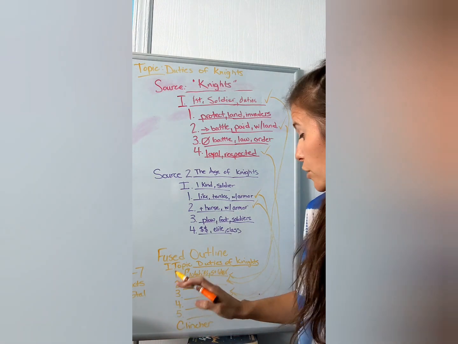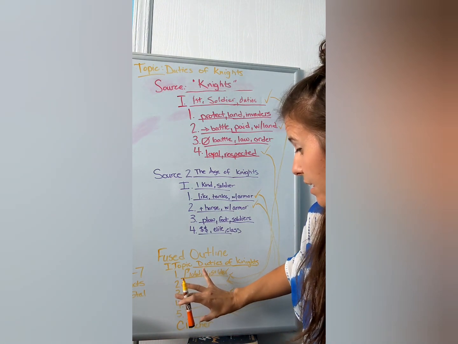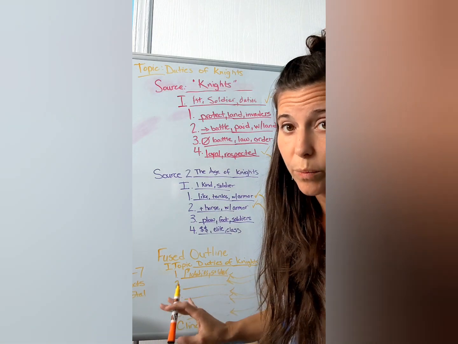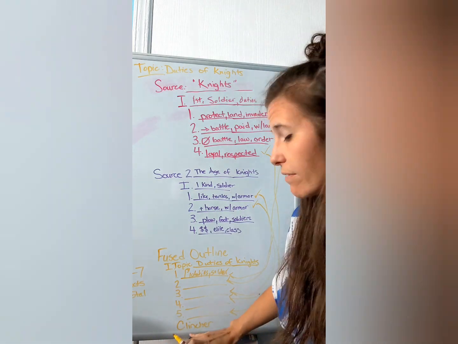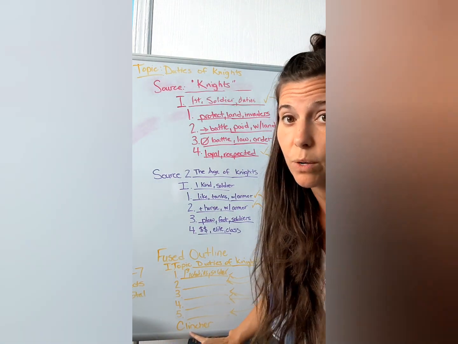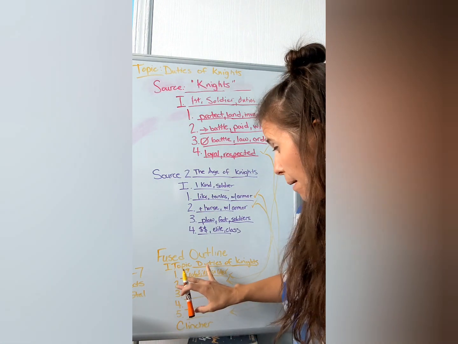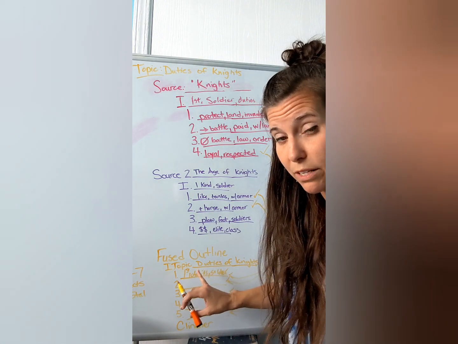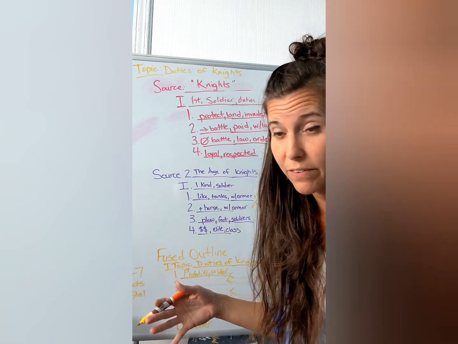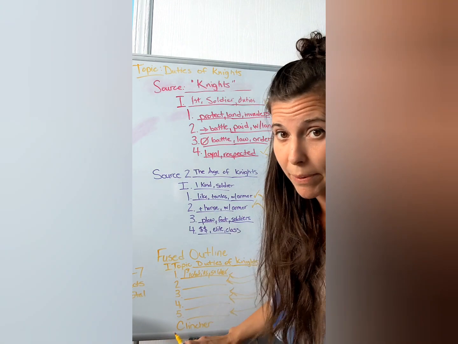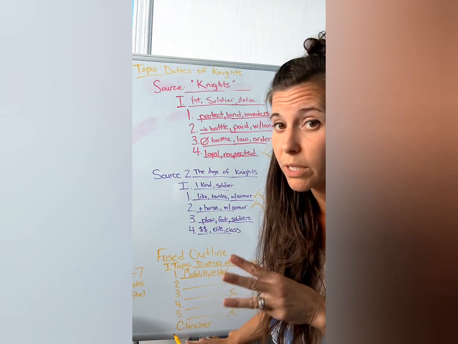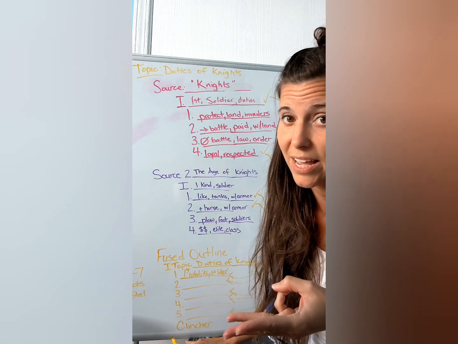Okay, so these things that are on our fused outline is what they're going to write their paper with. And we have clincher down here just to remind them to put a clincher in their paper. Their topic sentence, whatever their topic is, needs to be their first sentence to introduce what the paragraph is about. And then they need a clincher to wrap up the paragraph. Remember, it reflects 2 to 3 words from the topic sentence.